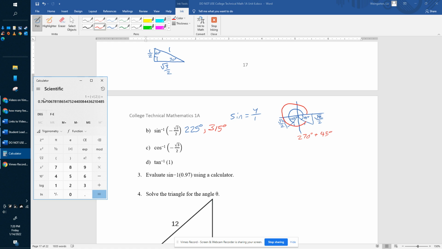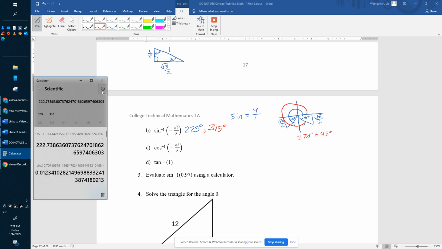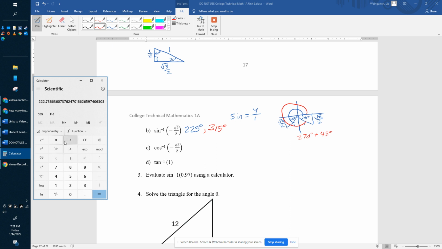And it is that 0.07, so that's perfect. Now let's try sine of the other number, 315. Oop, I gotta clear that out. So see here, 315, take the sine of it, and we also get that negative 0.707. So some of these could have multiple answers.